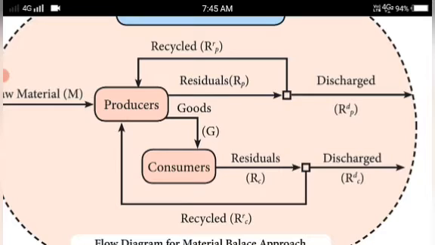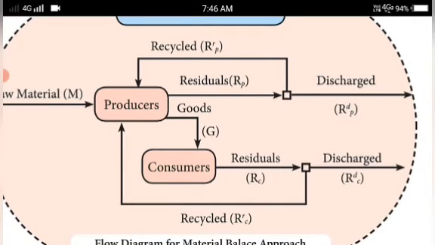See here, the raw material coming inside. From the raw material, the producer produces products. The products mean goods and services. The goods go to reach the consumer. The consumer uses the goods in their residential places and they have to discharge the residuals. Then the discharged goods are recycled by the producer again.